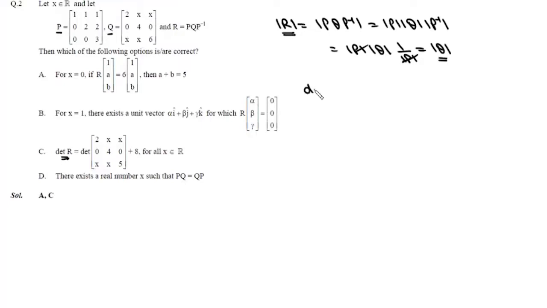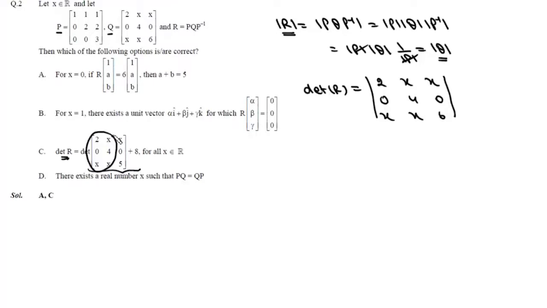Now we can write determinant of R as this determinant of Q, which is the matrix 2, x, x; 0, 4, 0; x, x, 6. Now we need to check whether it is equal to this determinant plus 8. Here we have these two columns identical, so we'll split this third column. We'll write this as x plus 0, this is 0 plus 0, and this is 5 plus 1.